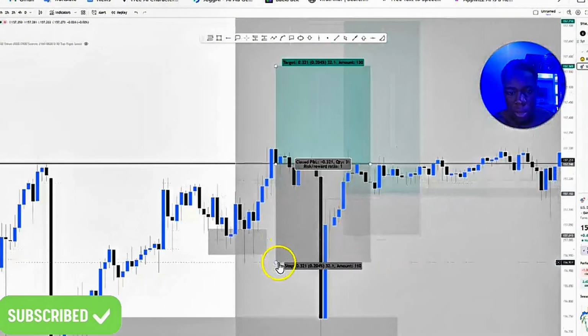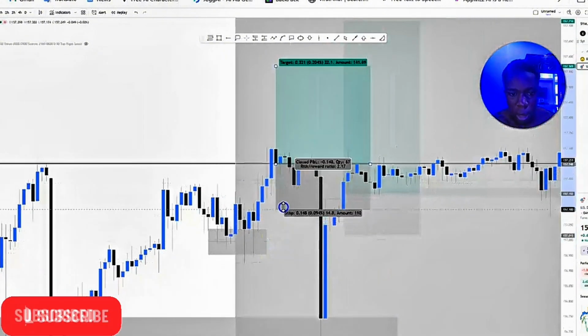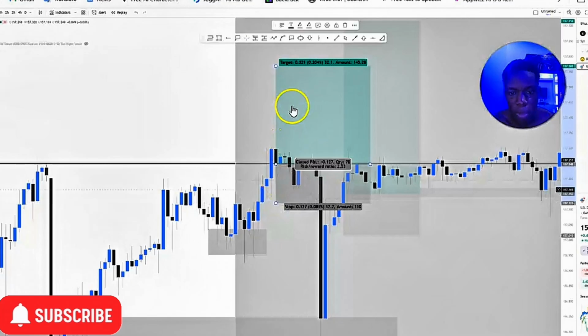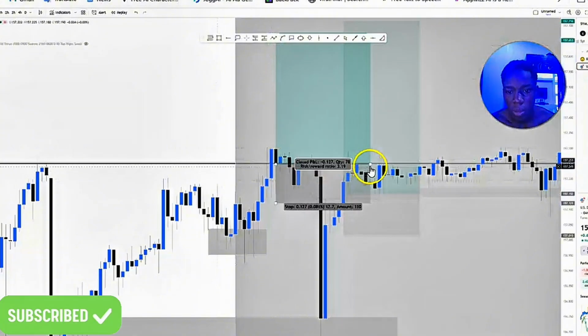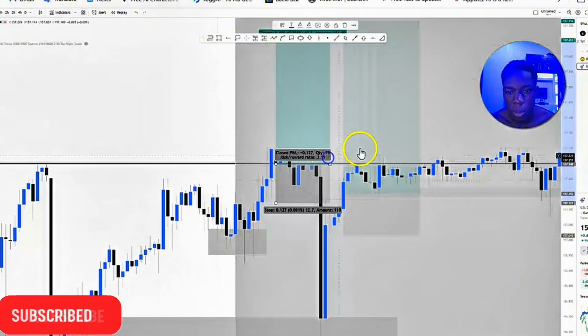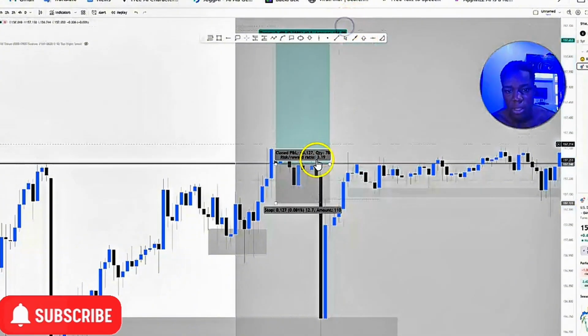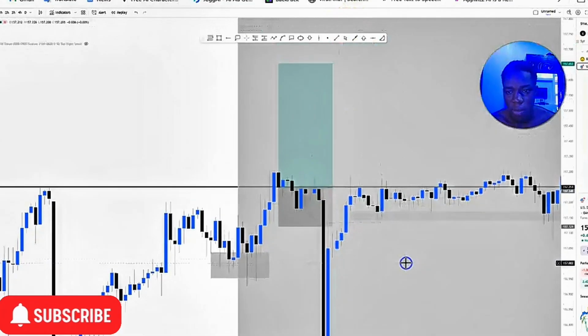I will pin the screenshot on the screen. I entered somewhere around this level, and my stop loss was below here, and I will normally go for 1 to 3. So this was the first trade, and I got stopped out. Let me remove the second one. So this was the first trade yesterday, Monday.